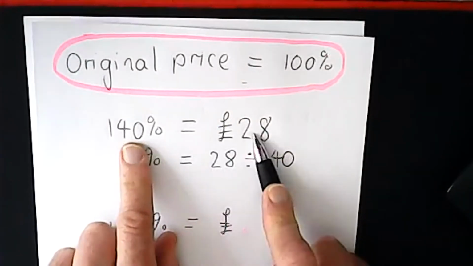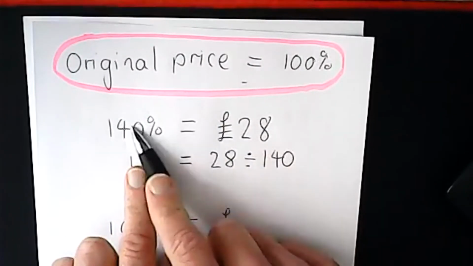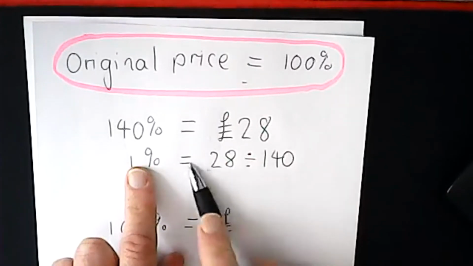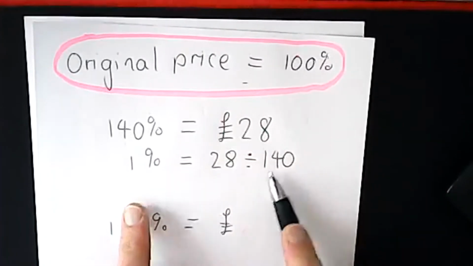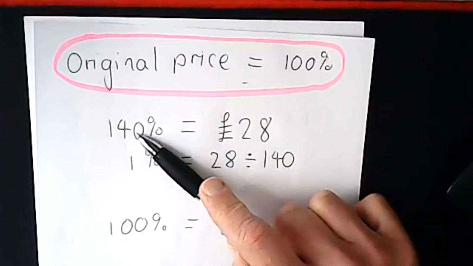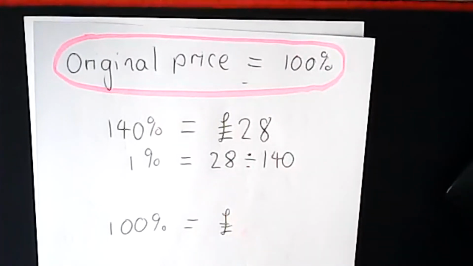140% are worth 28. So 1% is 28 shared by the 140. Okay, that's the key to it. And once we've got 1%, we go. There's other things we could do. We could do 70%. We could do 10% and work our way that way. I will show you that as well.